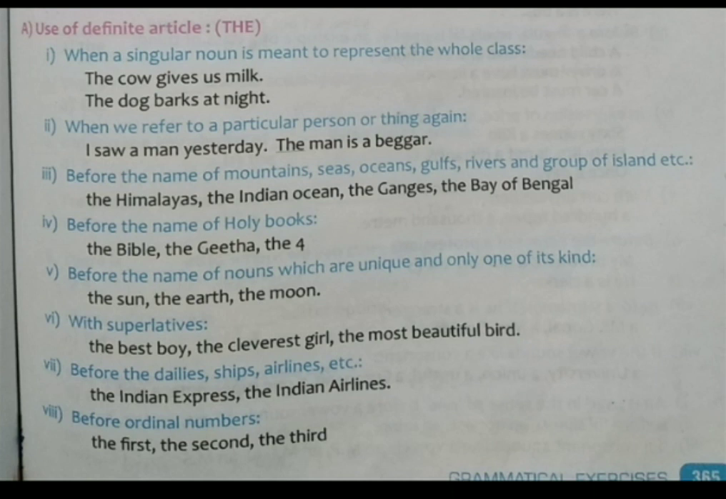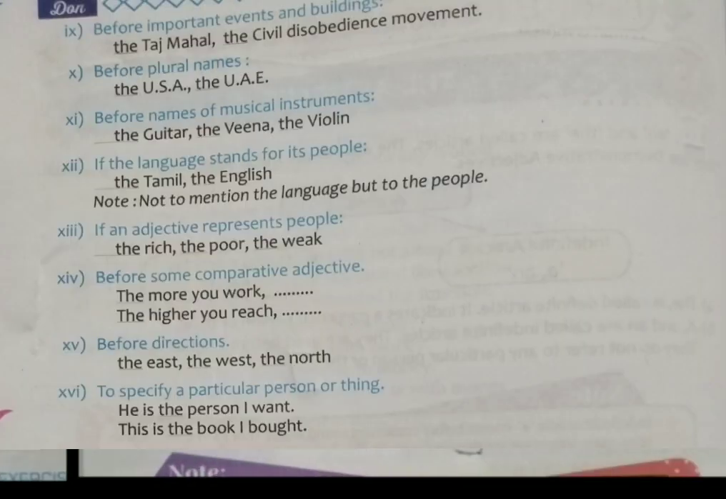Whenever you are mentioning the name of any dailies, ships and airlines, you have to use the definite article the. Then before ordinal numbers, ordinals, cardinals, like you might have studied in your lower class in maths. Ordinal means first, second, third, fourth, fifth. Whenever you are writing an ordinal number, the first, the second, the third, the fourth, the fifth, the sixth, like that you have to mention. Before ordinal numbers, you have to use the definite article the.